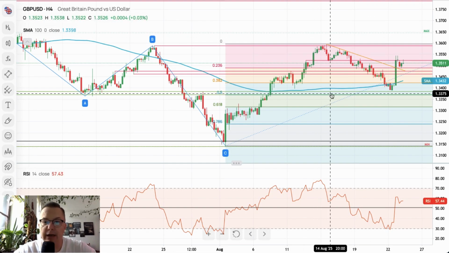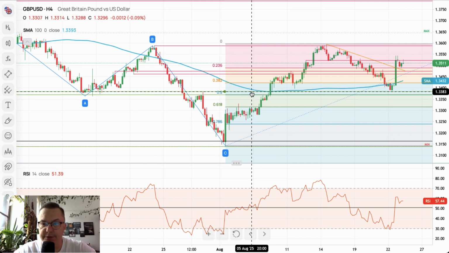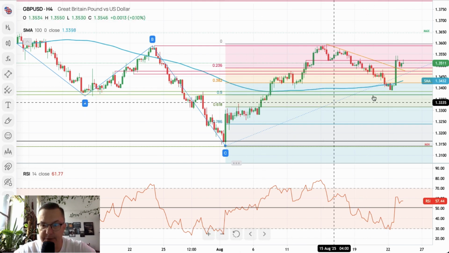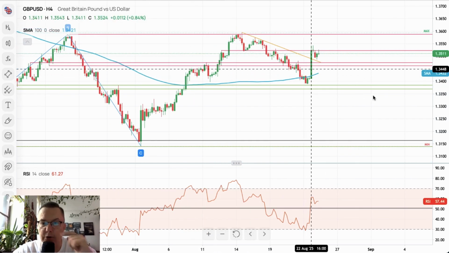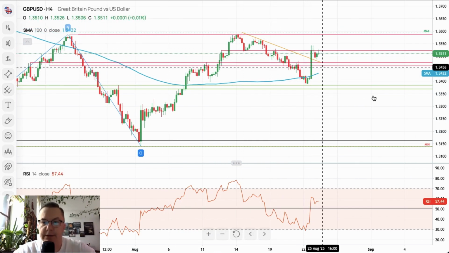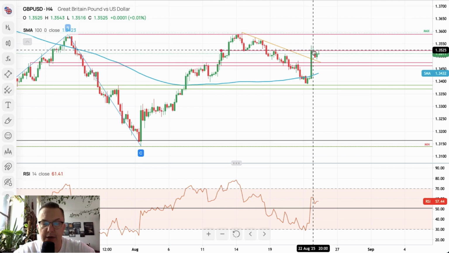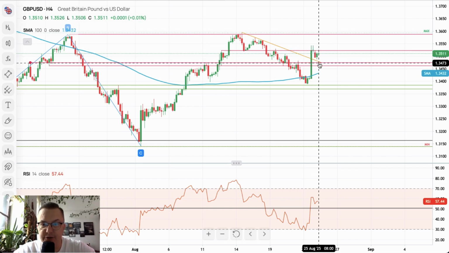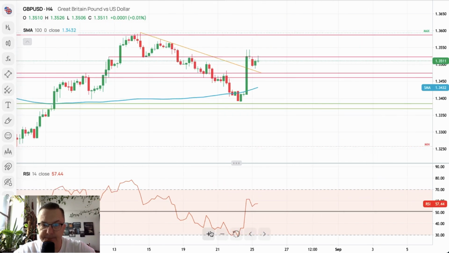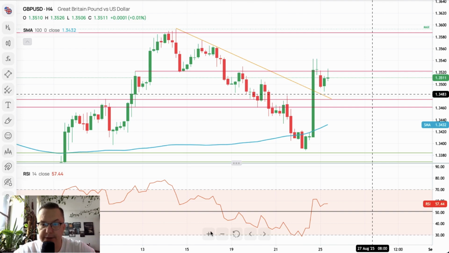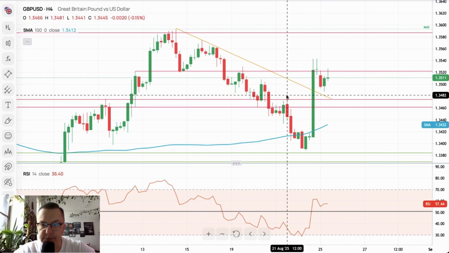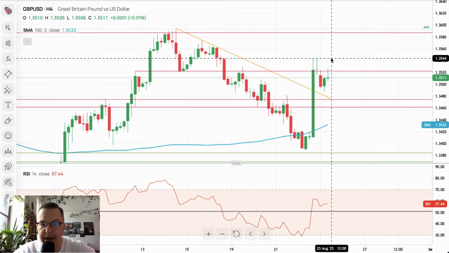British pound, after almost retracing 50% up as well. Let me just remove this Fibonacci retracement. We broke above the trend line, right? Established again some kind of a local high, 1.3543, tested the trend line. Look at this, very nice price action. We've been testing this trend line as well. It looks like the market wants to move back up again.